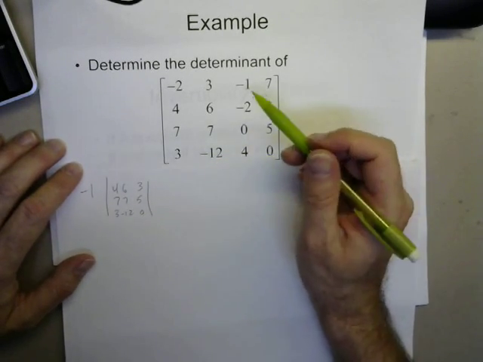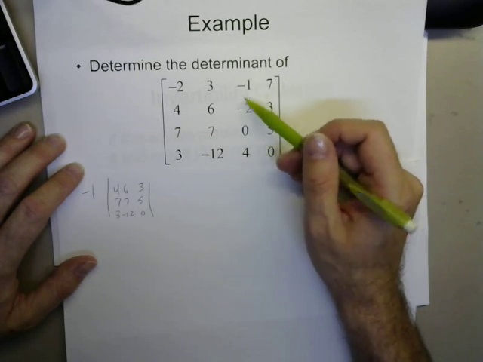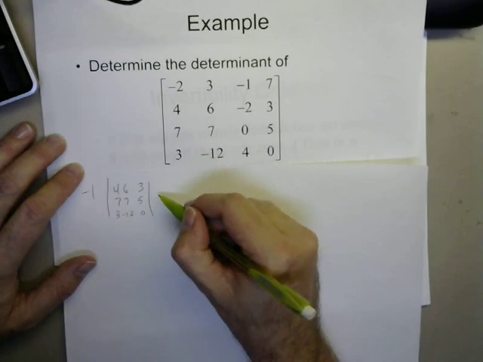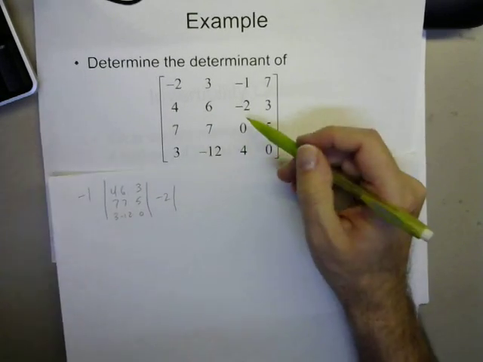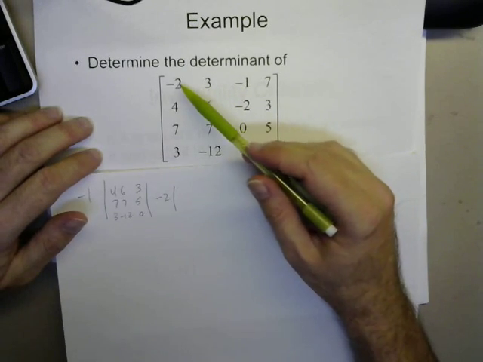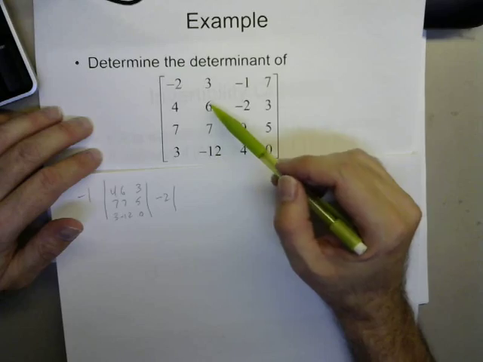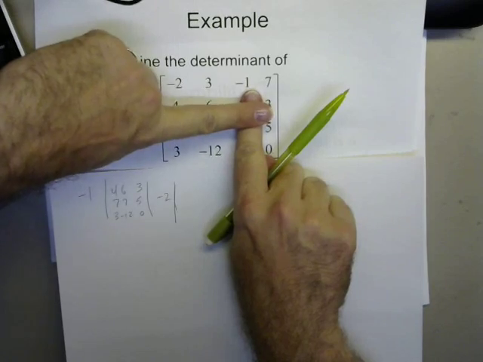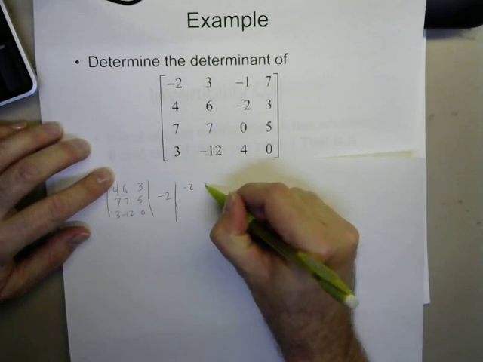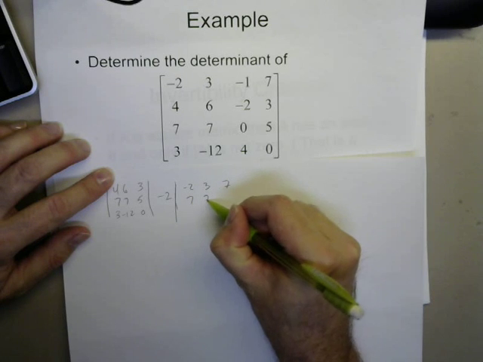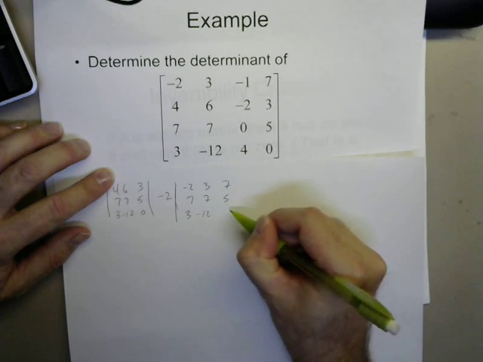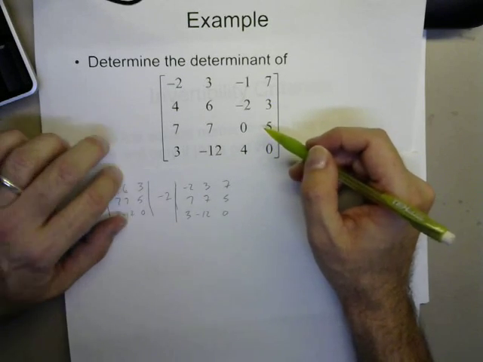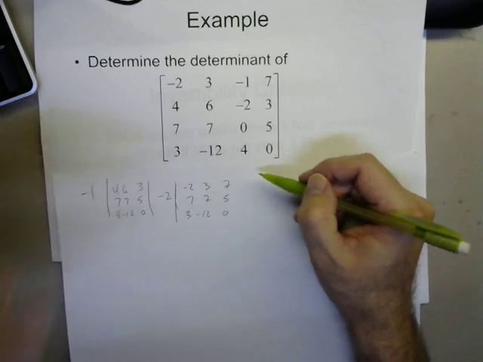And then you go down one. So you multiply by a positive, negative, positive, negative pattern. So I'll multiply by a -2, because I'm taking +1 times a -2. Yeah, so that should be right. And then cross out the row and column that the 2 is in. That'll give you -2, 3, 7, 7, 7, 5, 3, negative 12, 0, right?